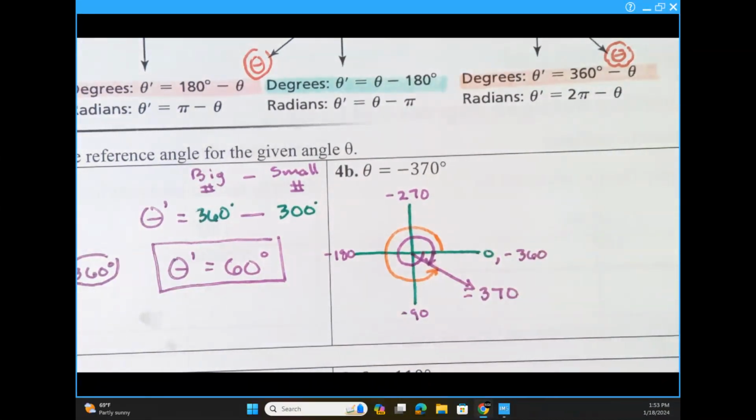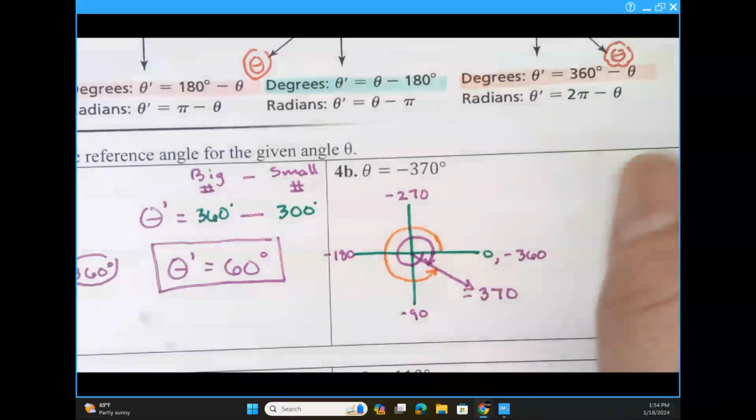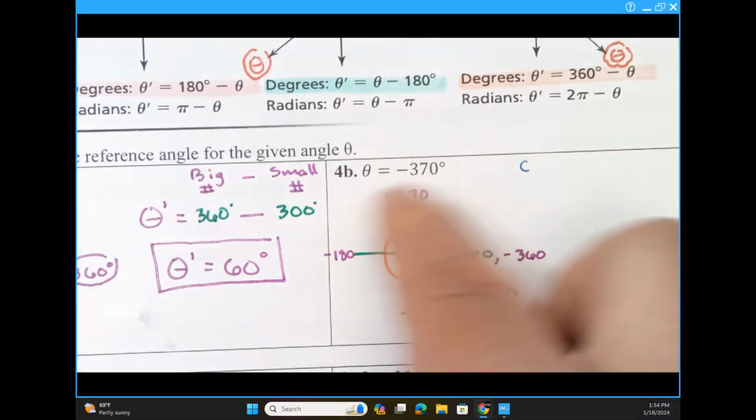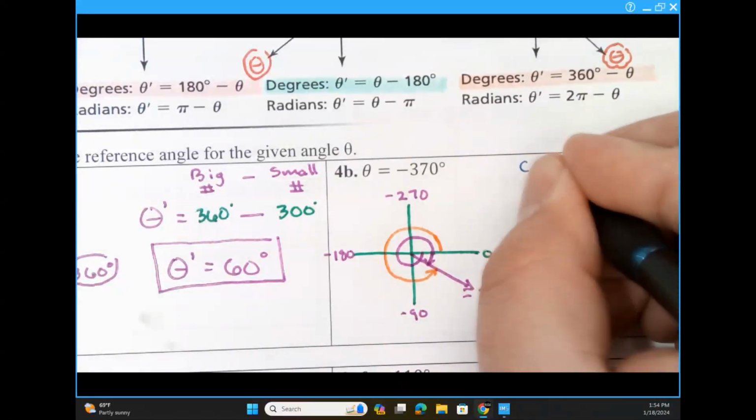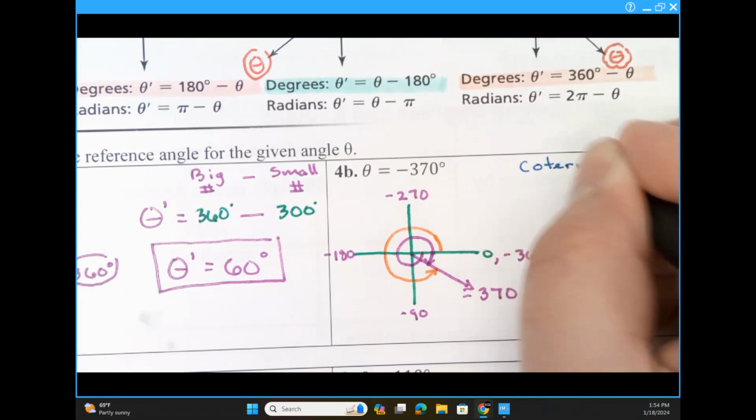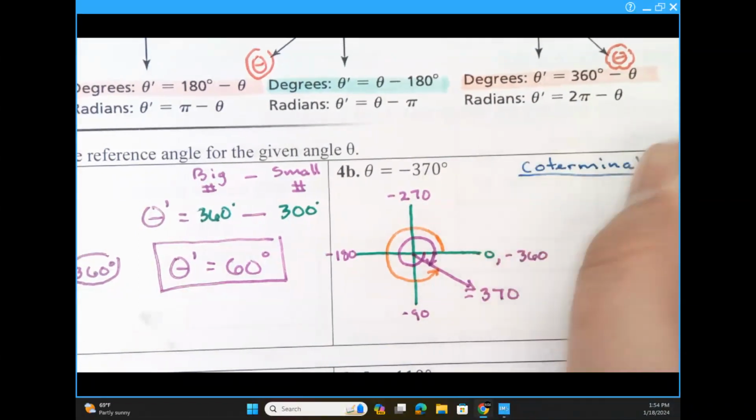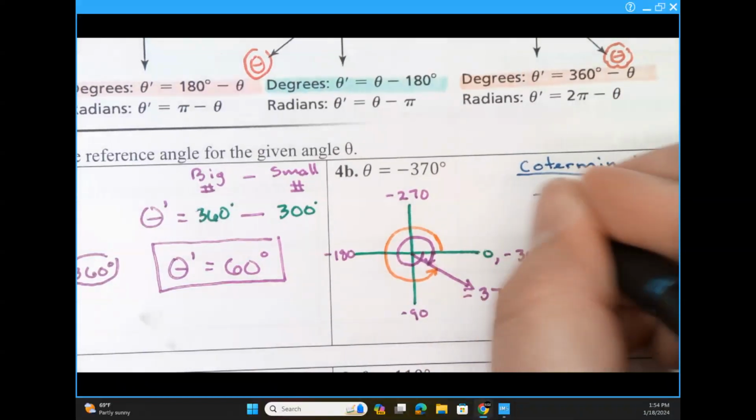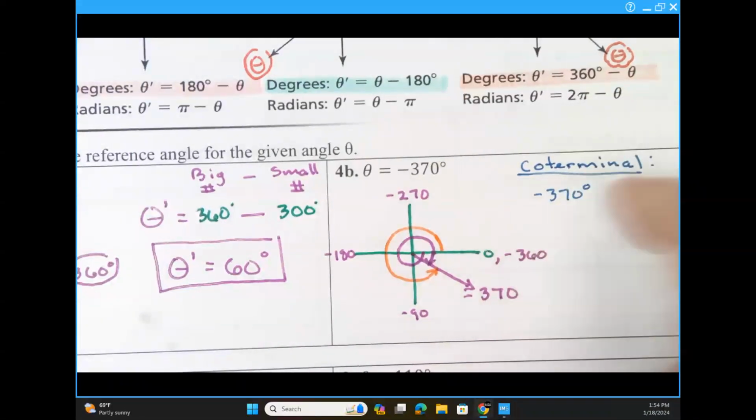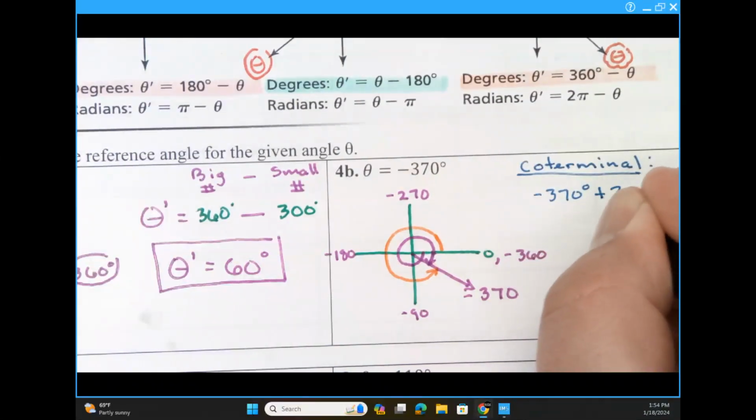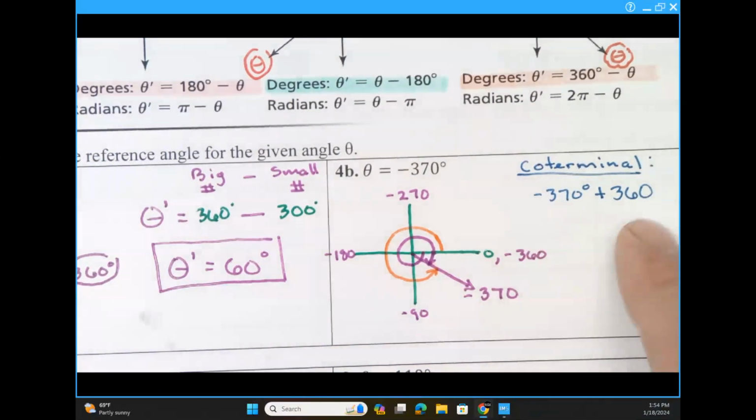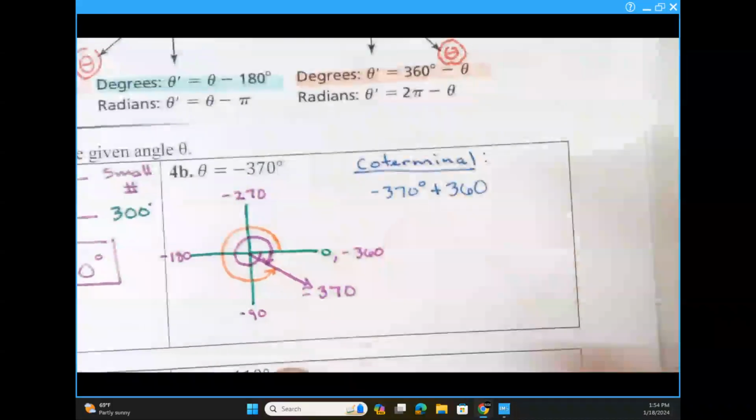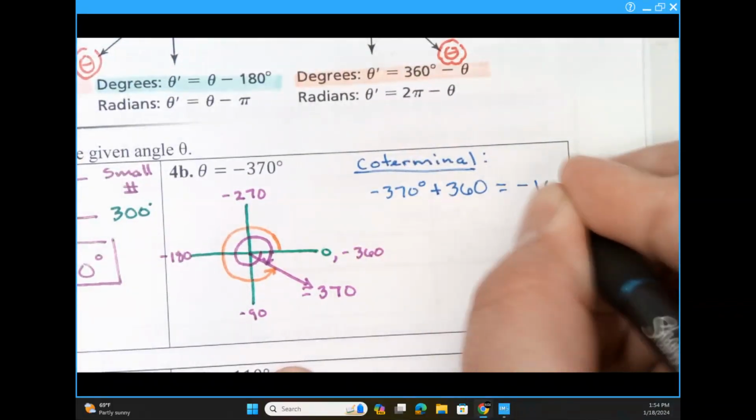Well, that's where coterminal, that's why we learned the concept of coterminal. I want to find what this orange one would be. So for coterminal, we said add or subtract 360. Well, look, it's negative 370. I'm trying to get a positive angle, not a negative. Well, then I'm going to add 360. It makes no sense to subtract and make my negative bigger and bigger and bigger. All right, so I do my addition and I get negative 10.